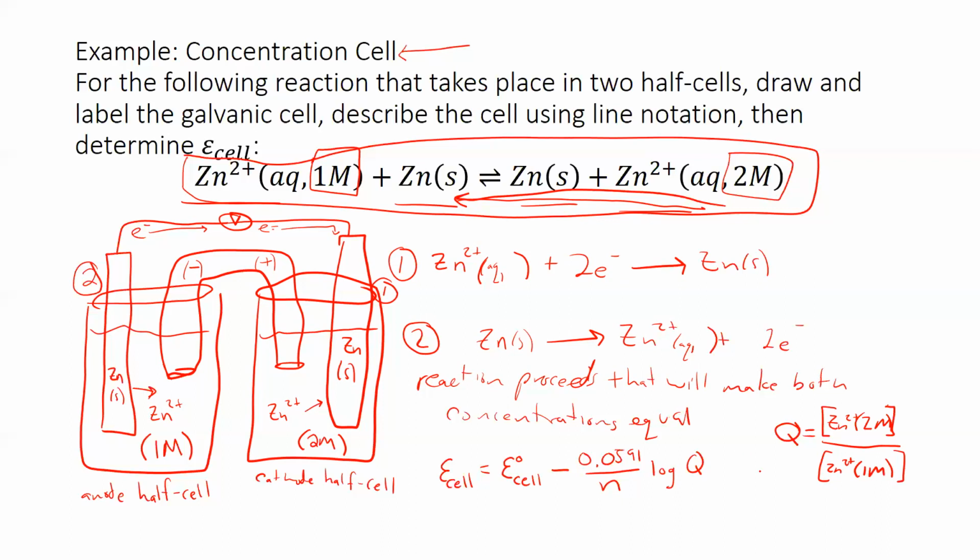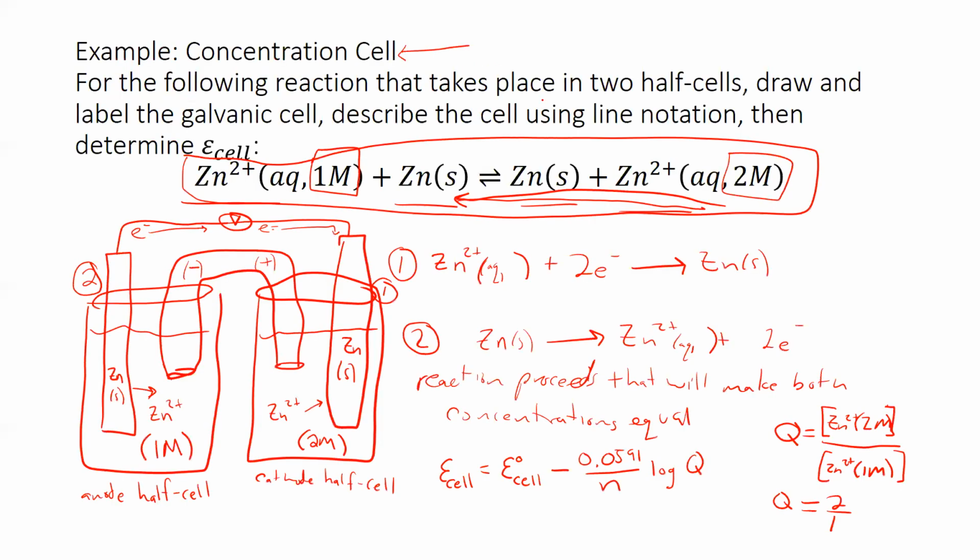And so in other words, Q will equal 2 molar over 1 molar. Okay, so we're going to take that information, and we know that Q is equal to 2 over 1. We know that our cell potential will equal the standard cell potential minus 0.0591 over N log of Q.